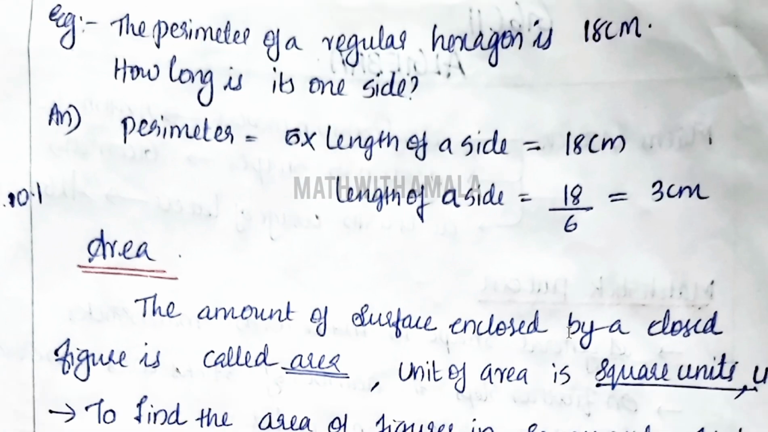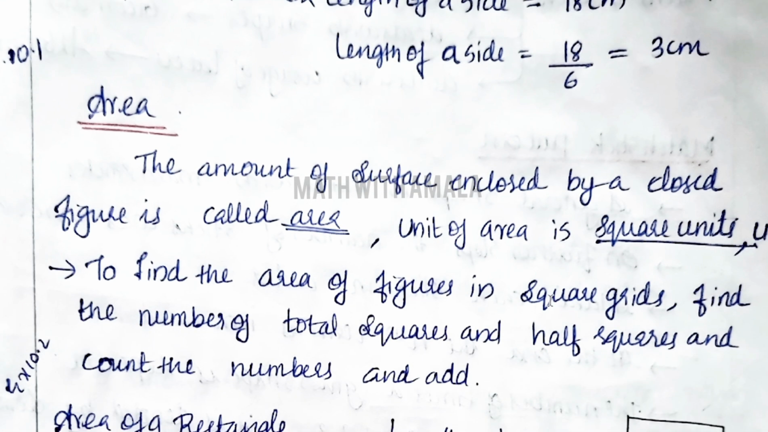Okay. For example, the perimeter of a regular hexagon is 18 centimeter. How long is its one side? So we have to calculate its one side and its perimeter is given. So the perimeter is equal to 6 into length of a side, that is 18 centimeter. So length of a side is equal to 18 by 6. You have to take the 6 from the multiplied form towards the right side of the equal to sign in order to make it a division. So you will get 18 by 6, that is 3 centimeter.